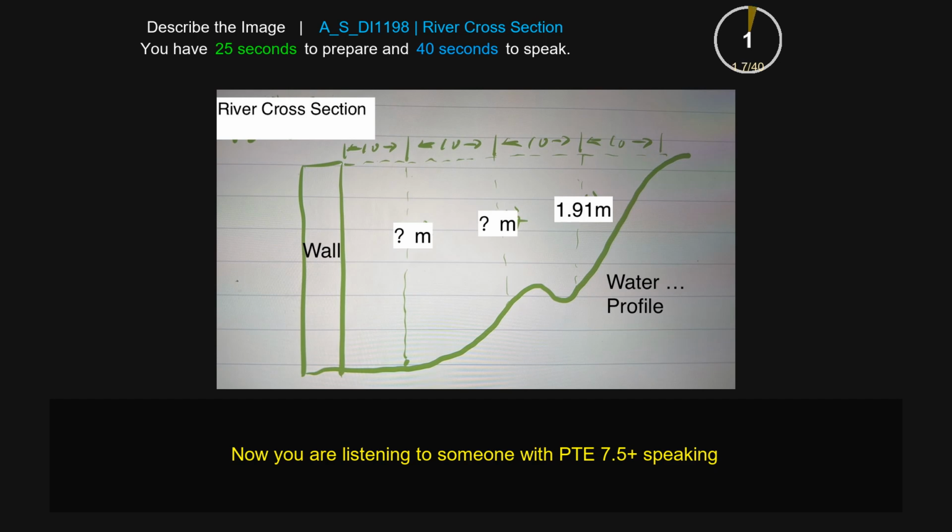This image is about the river cross section between the wall and the water profile. The distance here is about 1.91 meter, which is the highest, but the other distance meter is not available here, which are questionable. So we can see the distance between the wall and water profile, which is the highest, is about 1.91 meter. And so in the last, we can say that it is about the river cross section.